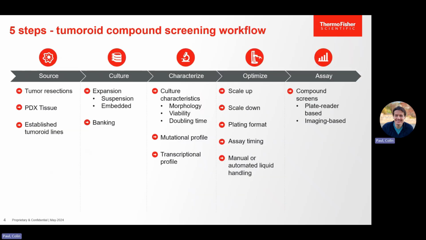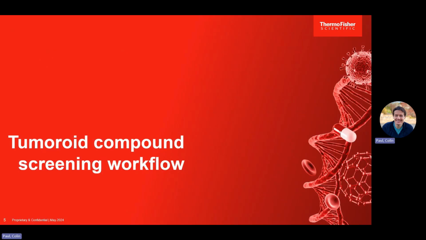Today, I'll discuss 5 steps to enable tumoroid-based compound screens, including sourcing tumoroid models, culturing and characterizing tumoroid cells, optimizing conditions for compound screens, and running assays using different analysis modalities. Let's step through each of these in more detail.